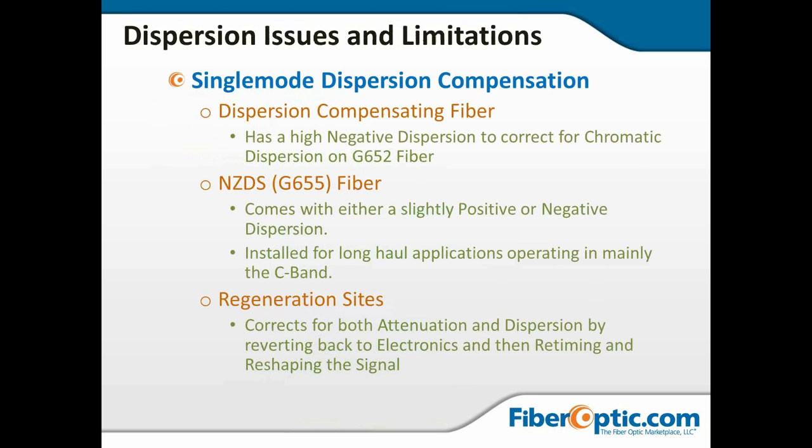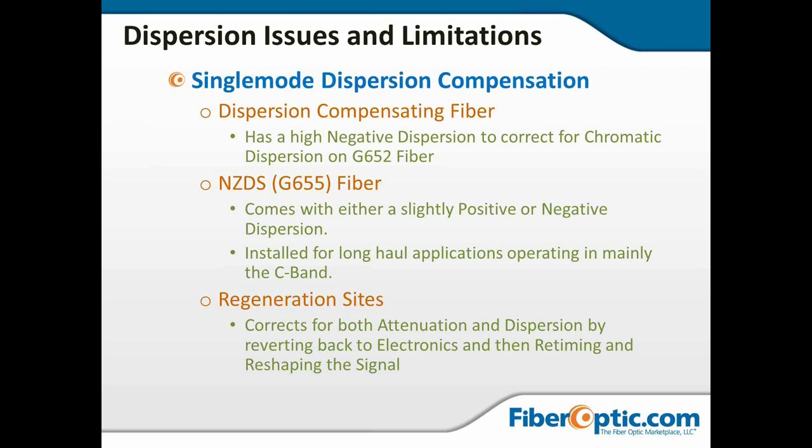I've already mentioned dispersion compensating fiber. It has a high negative dispersion at around 1310, which allows us to do pulse shaping. NZDS cable has a lambda 0, or zero dispersion point, that makes it very good for DWDM and long haul. Depending on your wavelength, it's either going to be slightly positive or slightly negative chromatic dispersion, but it is designed specifically for long haul operations and works mainly in the C-band.